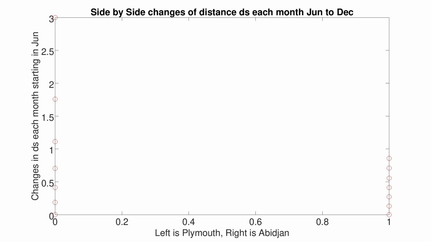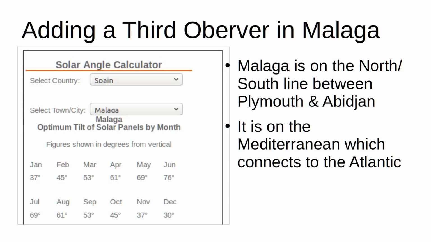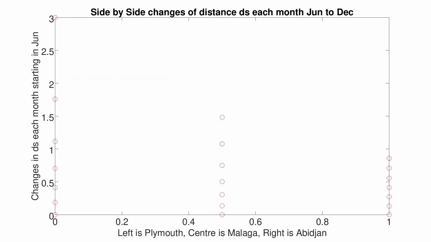Let's add a third observer in Malaga, Spain. This is between Plymouth and Abidjan and is on the Mediterranean, which directly connects to the Atlantic, allowing us to deploy the water level hypothesis again. If we carry out the same analysis on this dataset and add that to the plot, we see a different set of changes in ds are required to be consistent with the Malaga angle dataset.